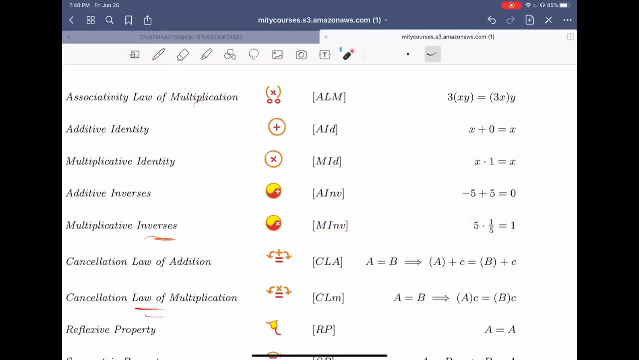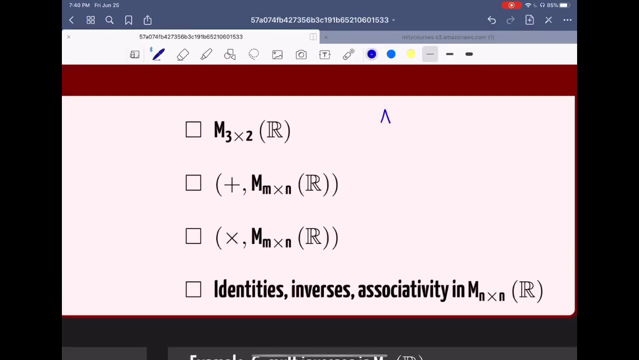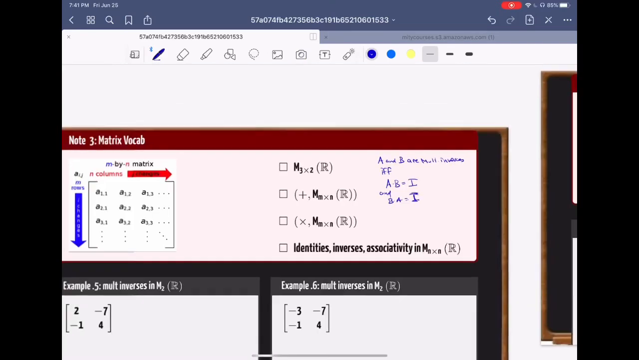So they're the yin and the yang. They undo each other when you perform that binary operation on them, and they give you the identity for that specific binary operation. Additive inverses give you additive identity. Multiplicative inverses give you multiplicative identity. And so too for matrices. We will say that matrices A and B are multiplicative inverses if and only if A times B is equal to the identity, and B times A is equal to the identity. If they kill each other and give you the identity, we will call them inverses of each other. Okay?